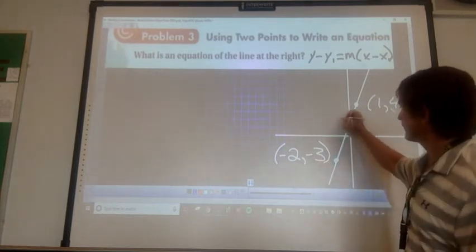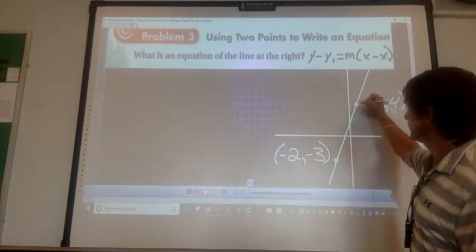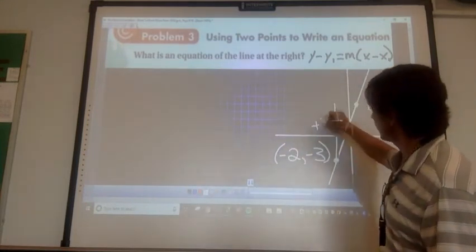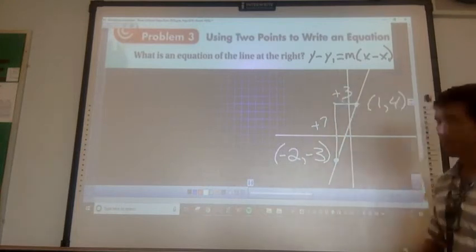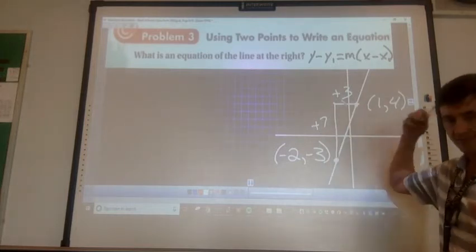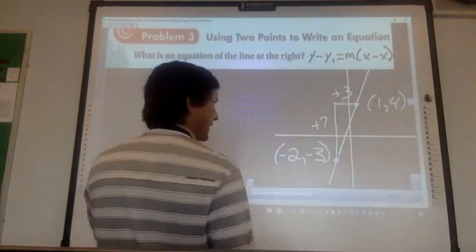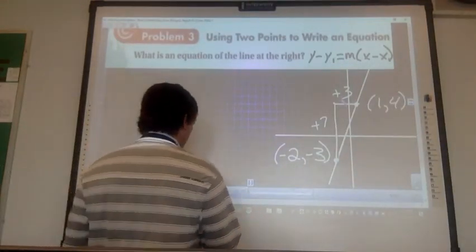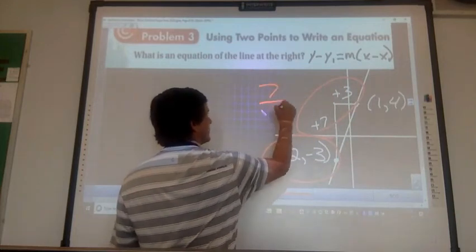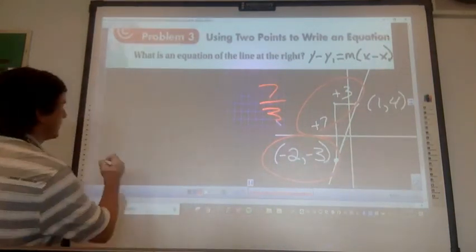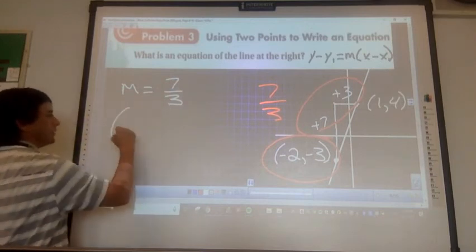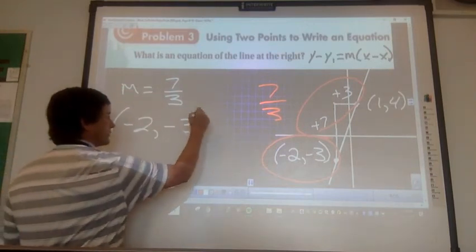So 1, 2, 3, 4, 5, 6, 7, and right 1, 2, 3. So we went 7 up. So plus 7 here and plus 3 here. Even though if I just write 7 you know it's positive, I'm writing the plus just to enhance the fact that it is positive and it's not going to mess me up. So now I'm going to pick this point, and I'm going to use these as my slope, 7/3, right, as my slope. So my M equals 7 over 3. The ordered pair I'm going to use is -2, -3.